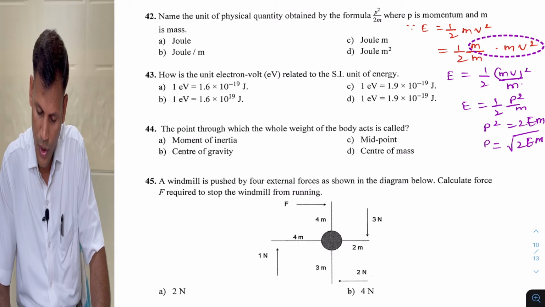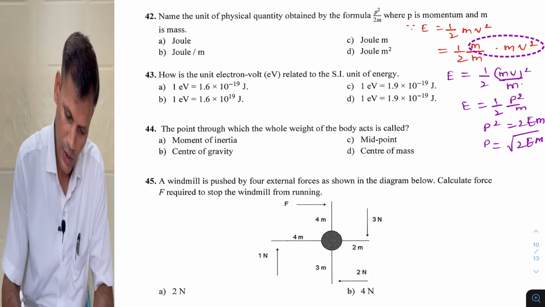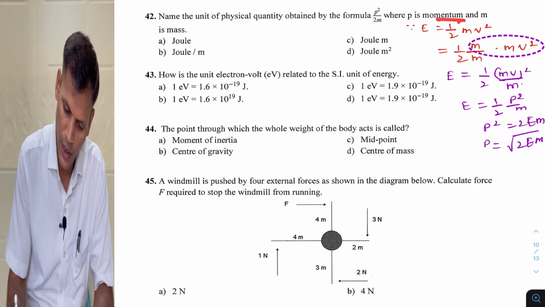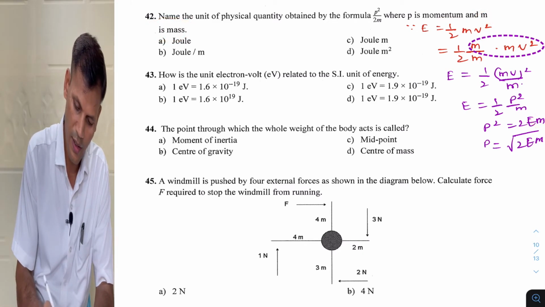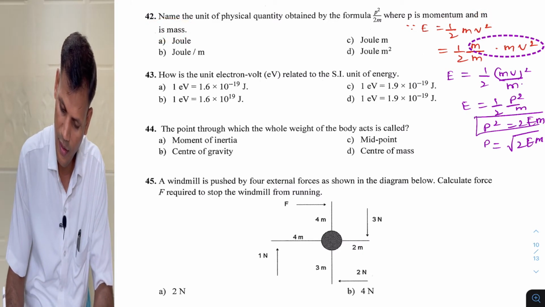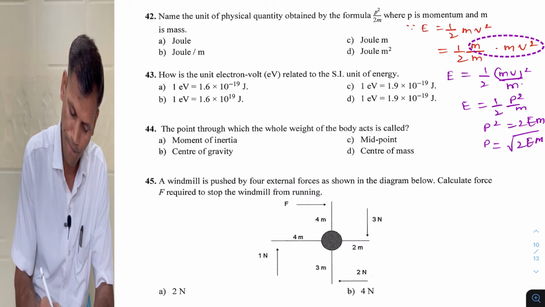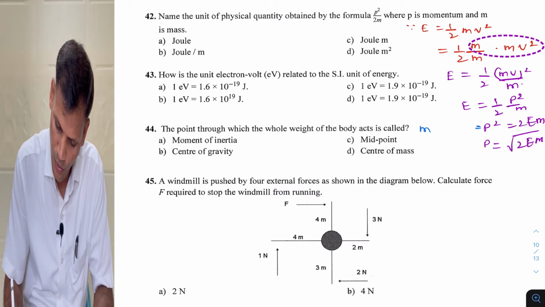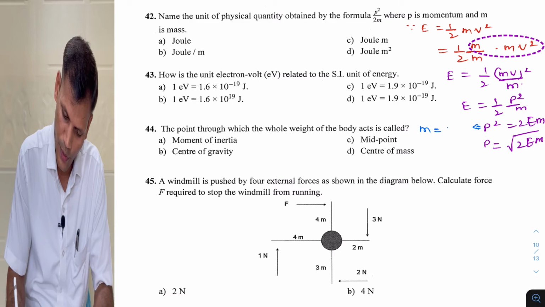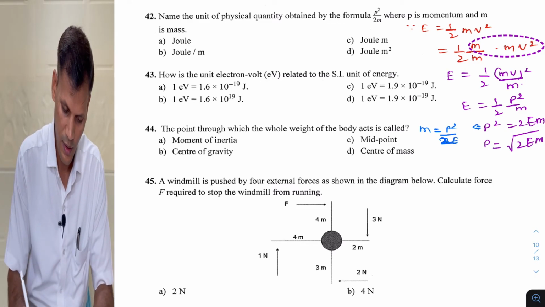Okay, 2m. So overall we require what? We require momentum, and m is the mass. So we can learn from this step. What are we going to get from this step? We get m is equal to p square by 2e, p square by 2e.